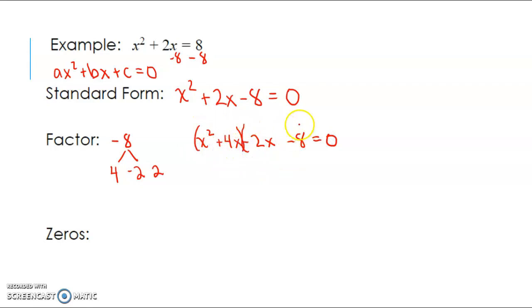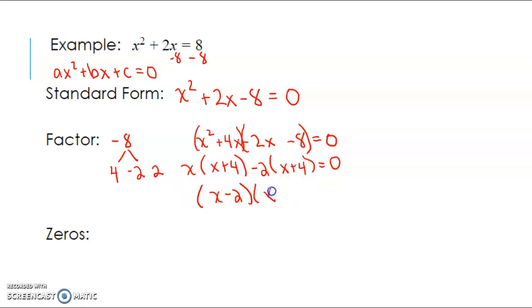So group the first two, group the last two. Find a GCF for my first group. Well, that's x. Left over, x plus 4. Look at my second group. My GCF is -2, and I get x plus 4. I know I'm on the right track because I have matching factors here. So in my first binomial, I have x minus 2. My second binomial, I have x plus 4.